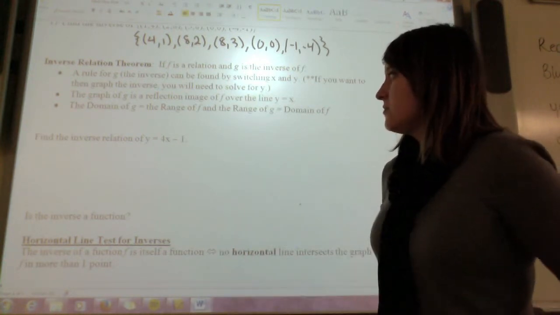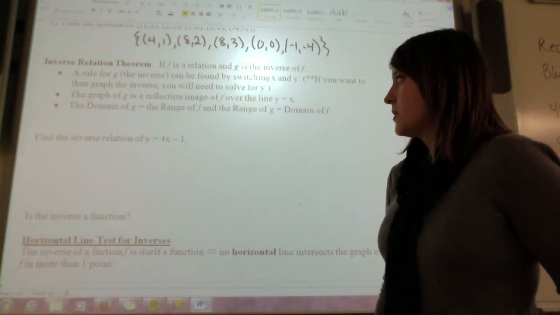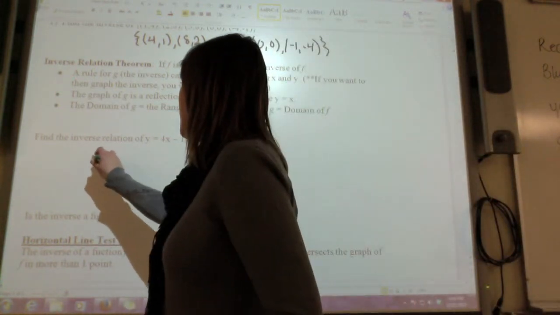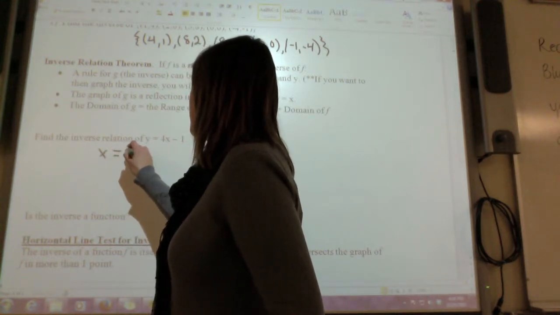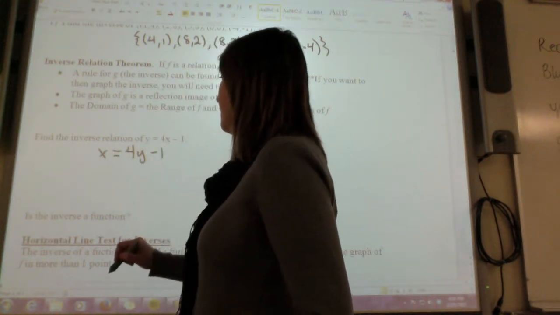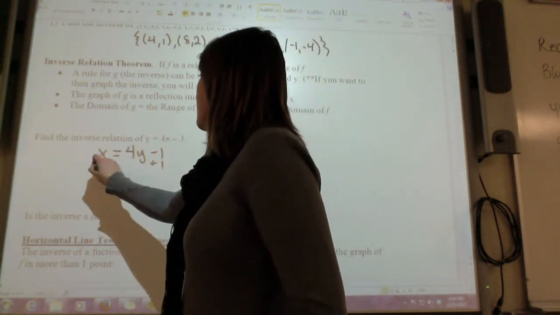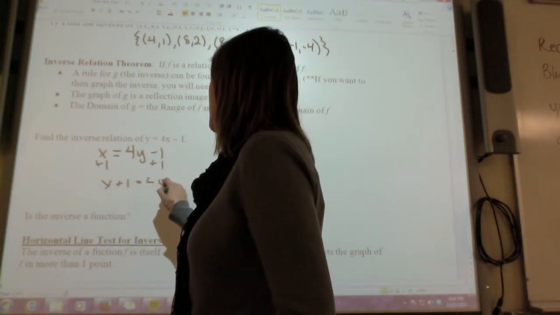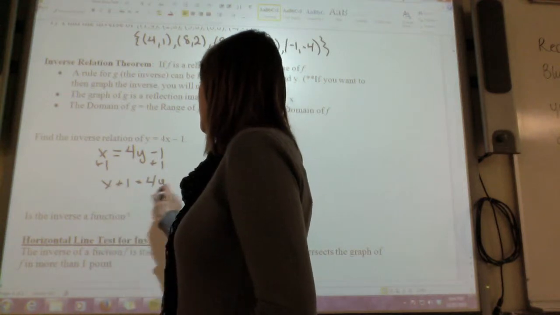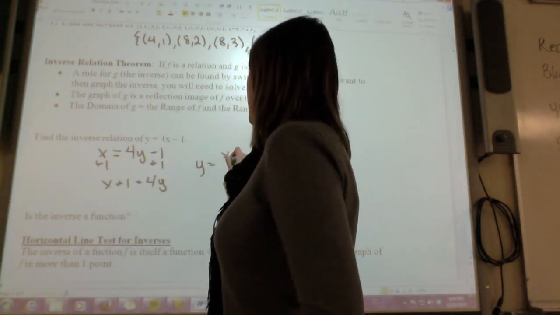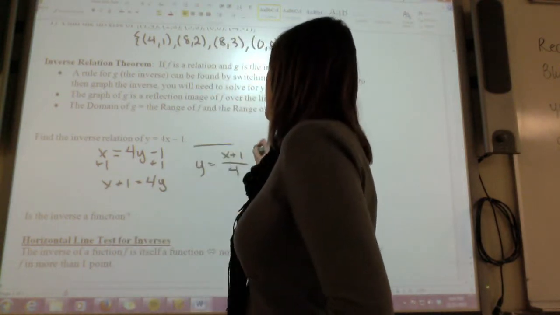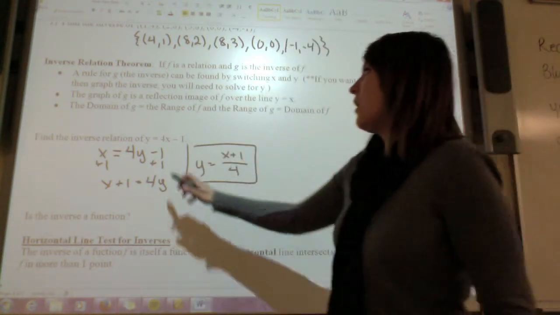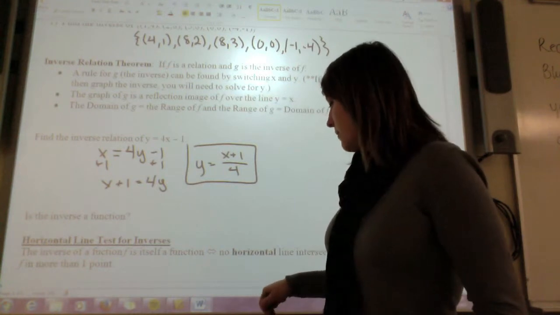So if I want to find the inverse relation of y equals 4x minus 1, the first thing I'm going to do is switch the x and y values. So I'll have x equals 4y minus 1. Then I can solve for y, so I get x plus 1 equals 4y, then I divide by 4, and I get y equals (x plus 1) divided by 4. So this is going to be the equation for the inverse of y equals 4x minus 1.